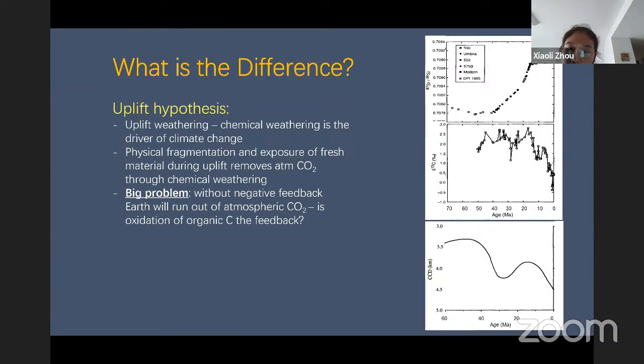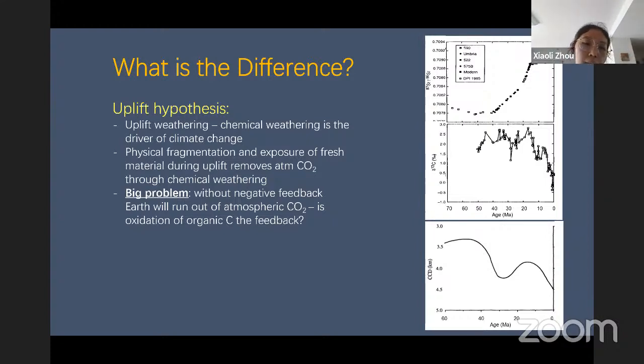And the third line of evidence comes from the changes of the CCD, the carbonate compensation depth. So this was explained by the increased weathering or the input of alkalinity to the ocean.